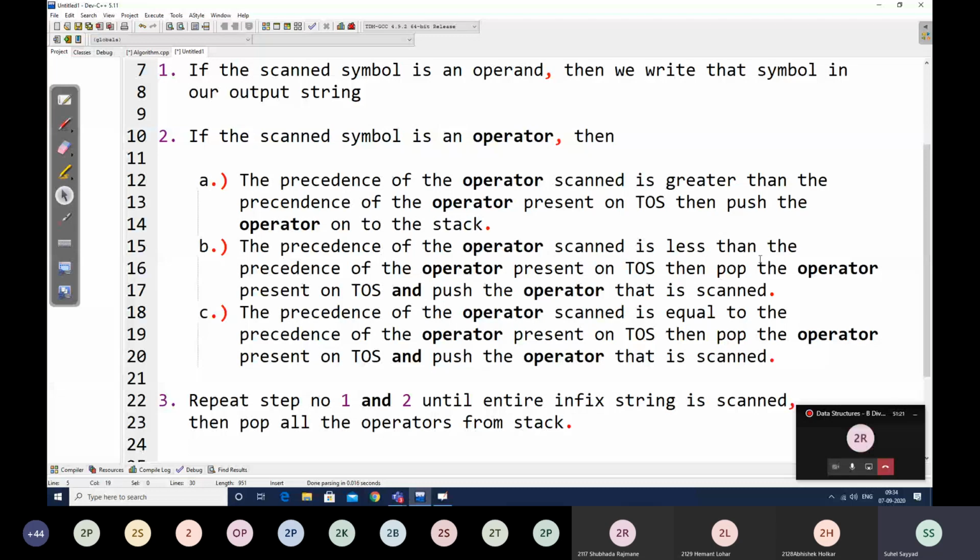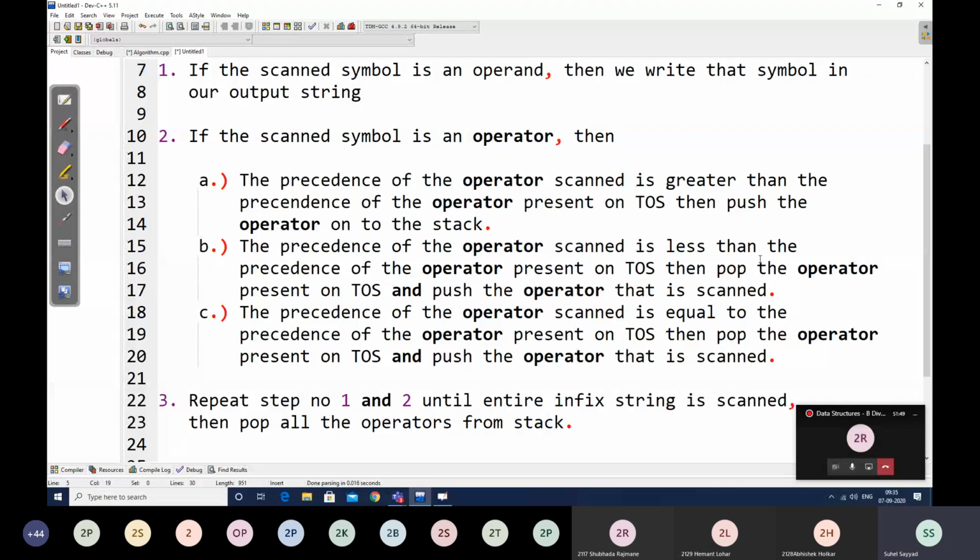Okay. Second condition, precedence of operator scanned is less than the precedence of the operator present on top of stack. Then pop the operator present on top of stack and push the operator that is scanned. This condition will also remain same, no change. We have already discussed these cases, right? So I'm not explaining them again. So case A and case B remain same. Let us move to the case 3.